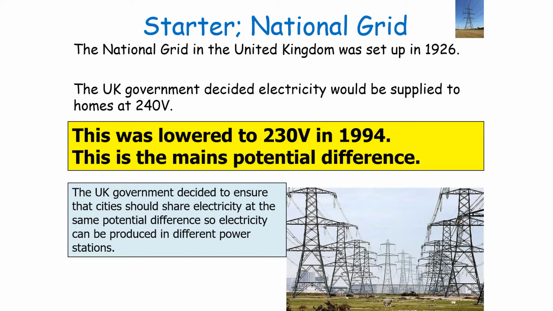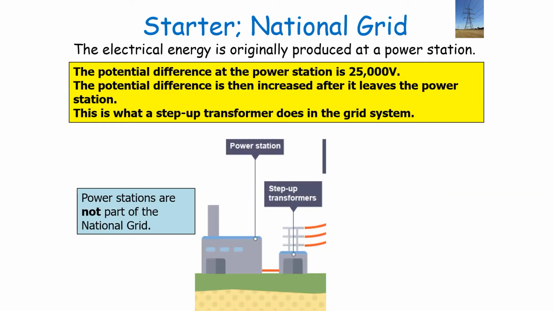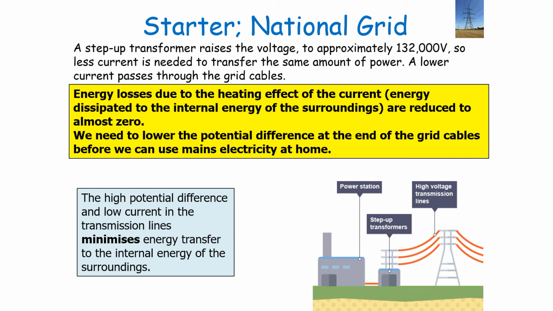Now the electrical energy is originally produced at a power station. The potential difference at the power station is about 25,000 volts. The potential difference is then increased after it leaves the power station. This is what a step-up transformer does in the grid system. The step-up transformer raises the voltage to approximately 132,000 volts, so less current is needed to transfer the same amount of power. As a result, a lower current passes through the grid cables. Energy losses due to the heating effect of the current, or energy dissipated to the internal energy of the surroundings, is reduced to almost zero.